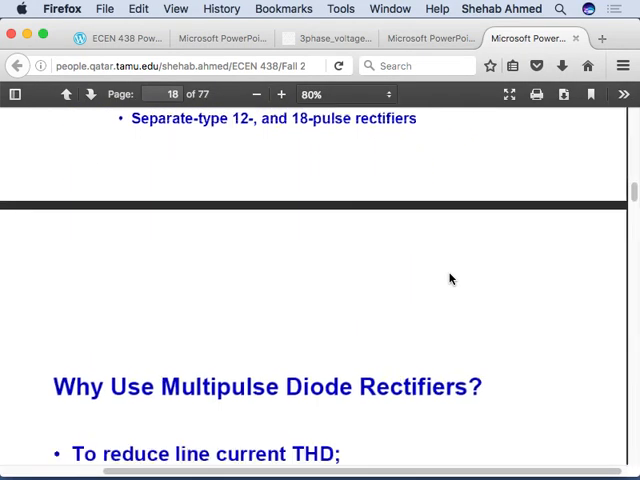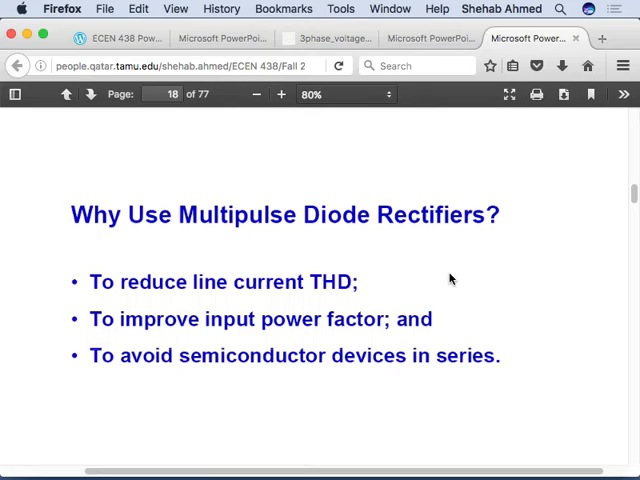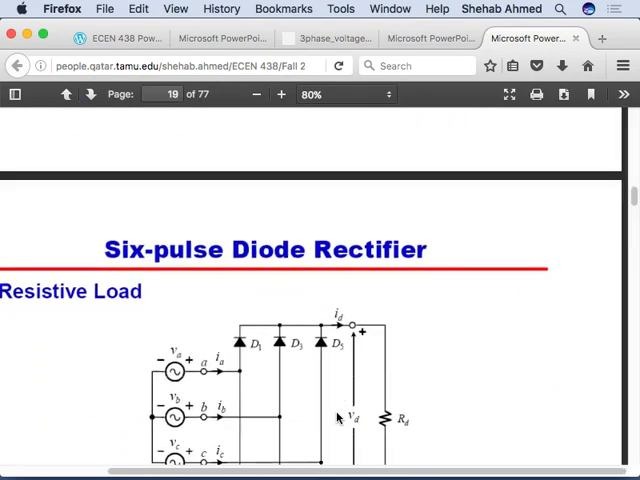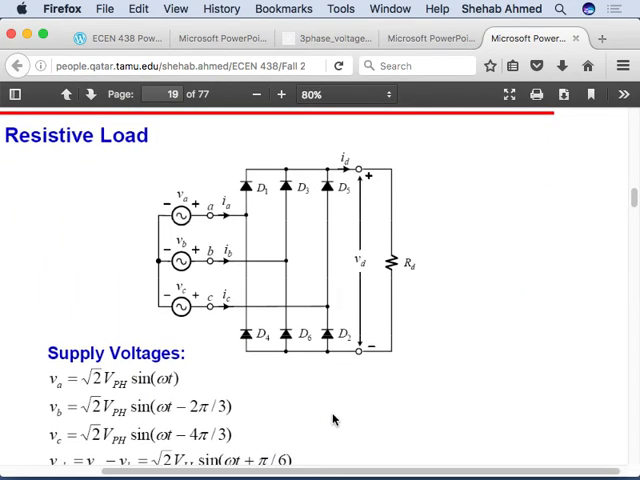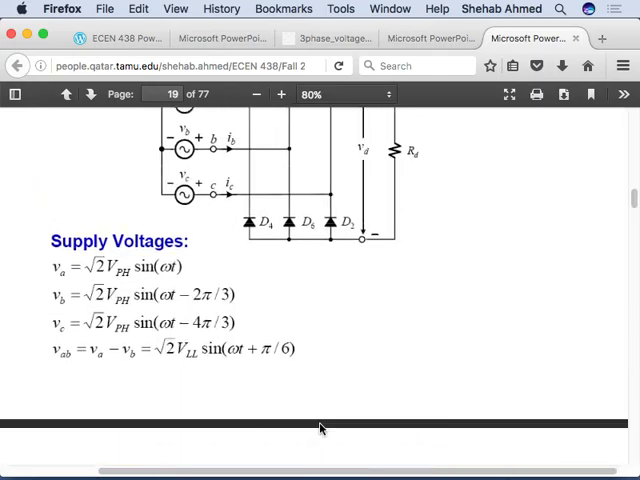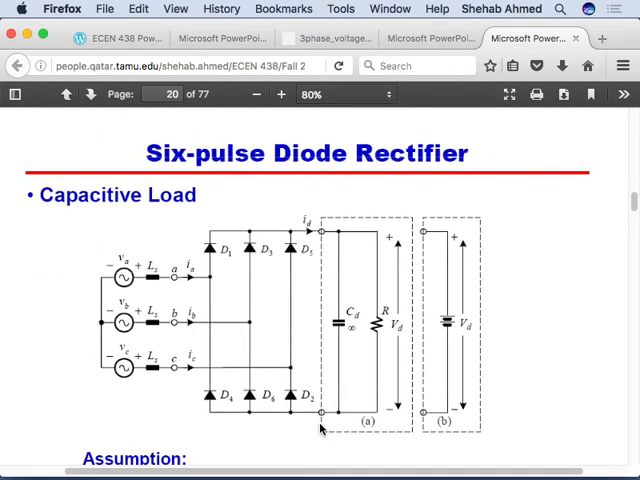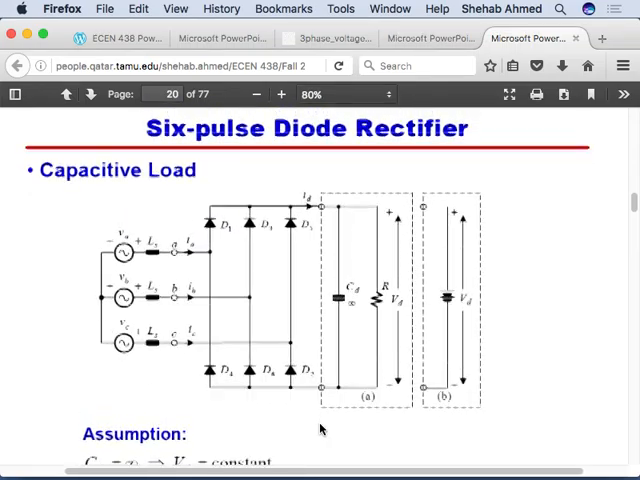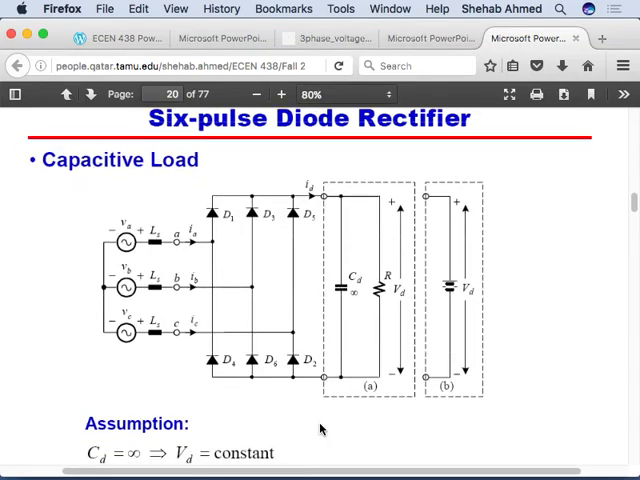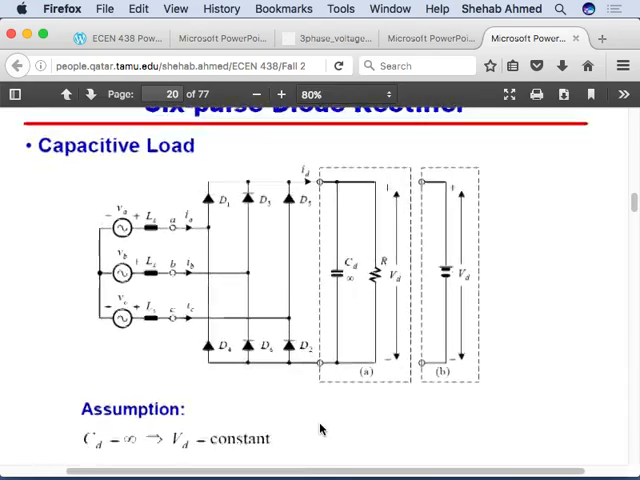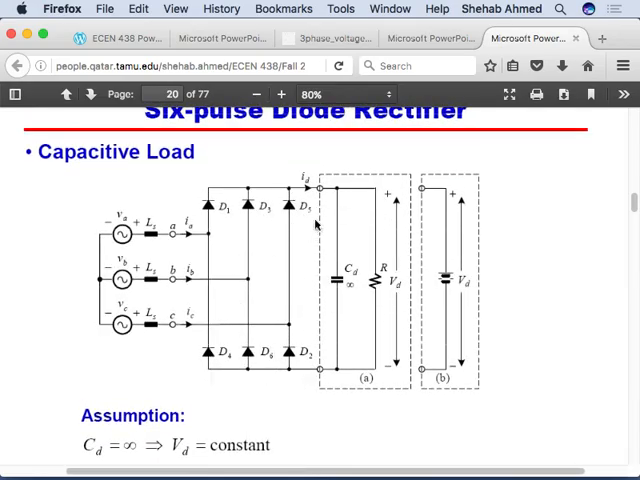What else do they do? I think they show the input. I don't think we showed that in what we discussed, but they also happen to reduce the input, improve the input power quality as well. One thing also we didn't stress upon is, I think we did the full bridge, three-phase full bridge rectifier with a resistive load.